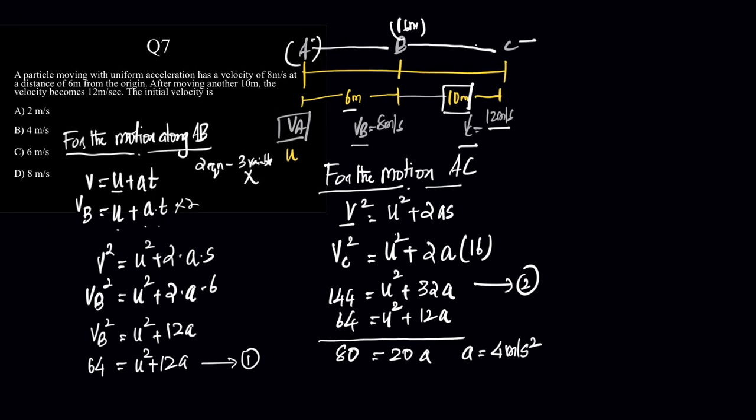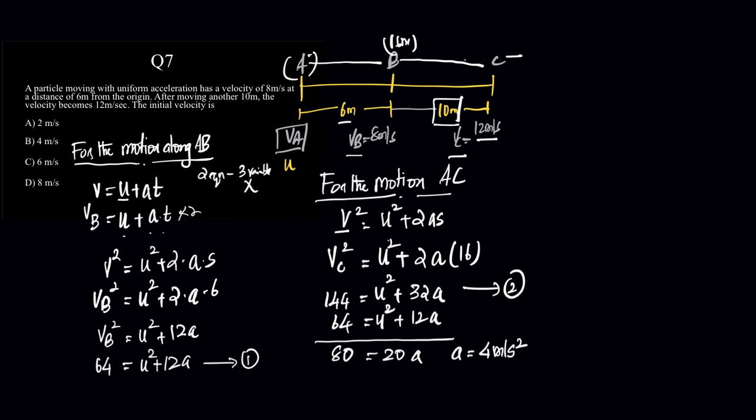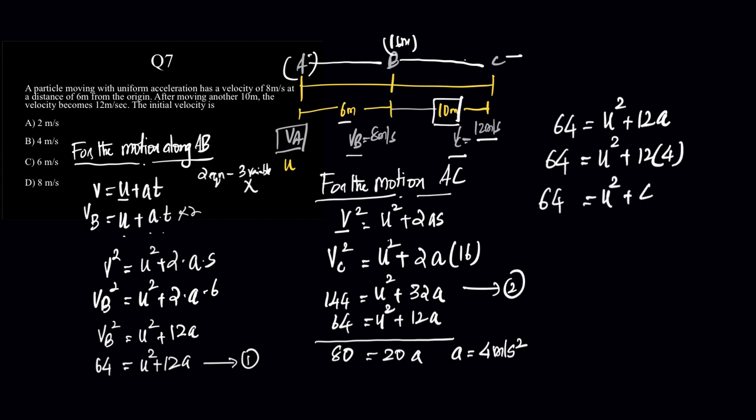If a is equal to 4 meter per second square, what is equation number 1? Equation number 1 says 64 is equal to u square plus 12a, in which case 64 is equal to u square plus 12 into a, which is 4 meter per second square. So we have 64 is equal to u square plus 48. So 64 minus 48 is equal to u square. So 16 is equal to u square, and therefore u is 4 meter per second, which makes the correct option as option 4.